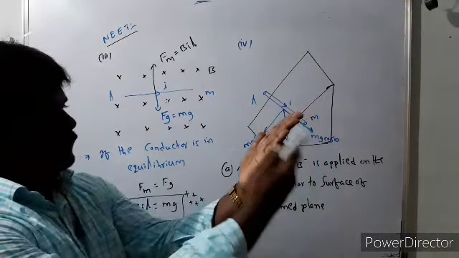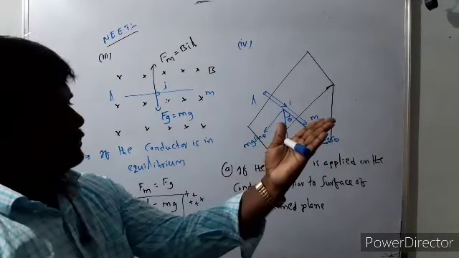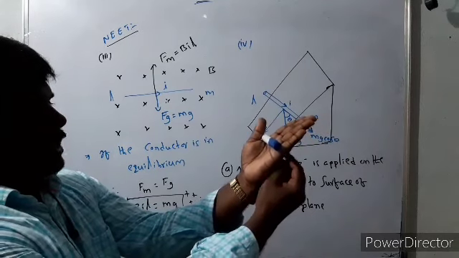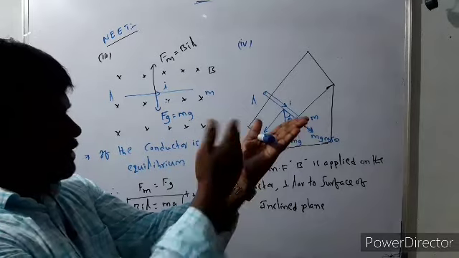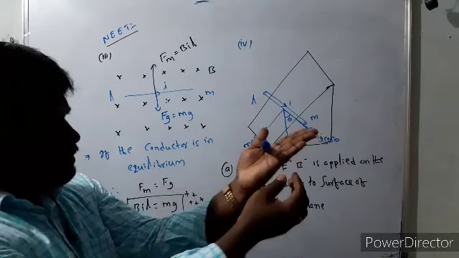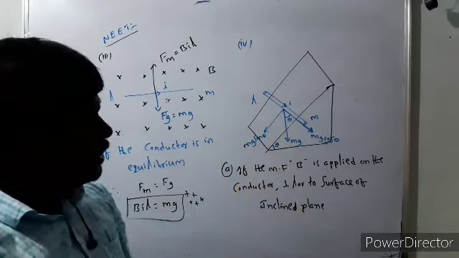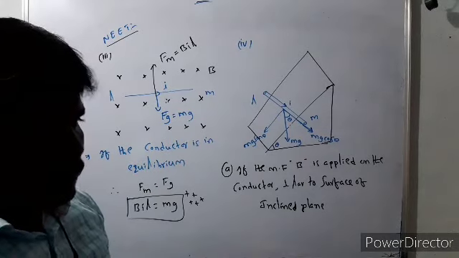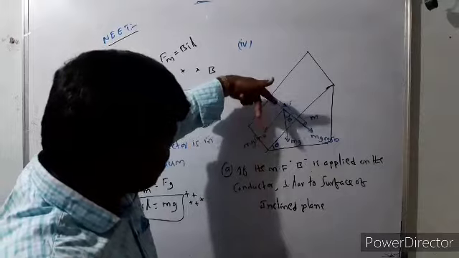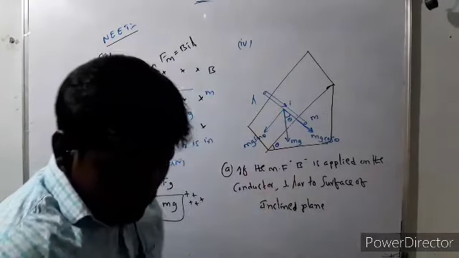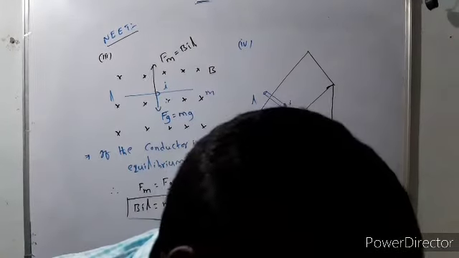This is the inclined surface. There is a conductor like this. Now mg acts vertically downwards. If we resolve mg into components, mg sin theta is parallel to the inclined surface, and mg cos theta is perpendicular to the inclined surface. Here we are applying the magnetic field perpendicular to the inclined surface.